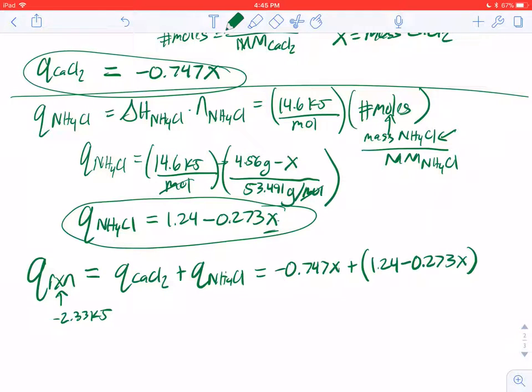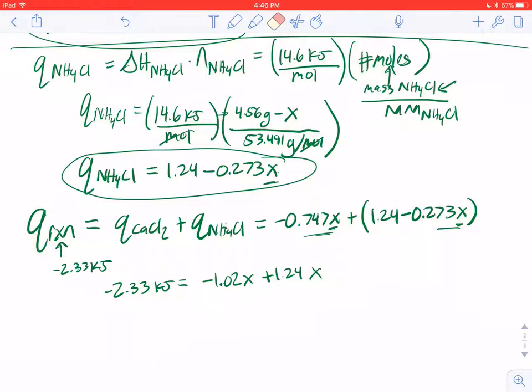So now I'm going to go ahead and combine like terms here. Okay, so I'm going to get negative 2.33 kilojoules equals our combined terms that we have for our reaction. So we're going to get negative 1.02x. So I just combine the terms with x here. I'm showing the step-by-steps of our algebra here. Plus 1.24 that we're dealing with here. Oh, there's no x here. It's just 1.24 from our 1.24.